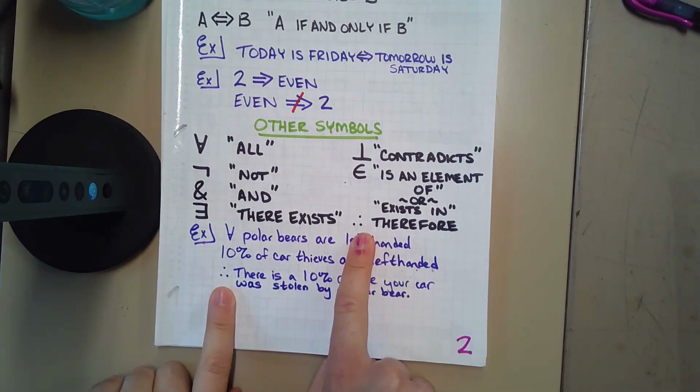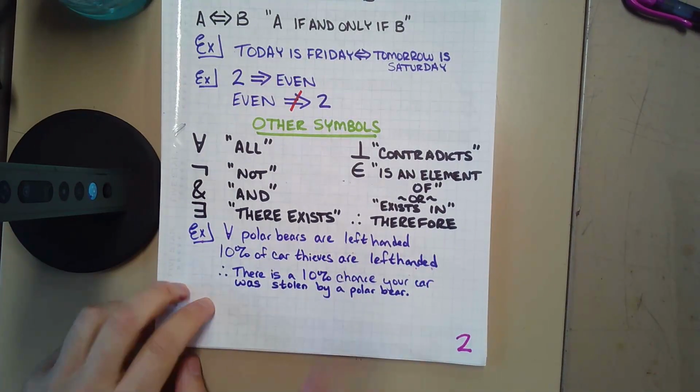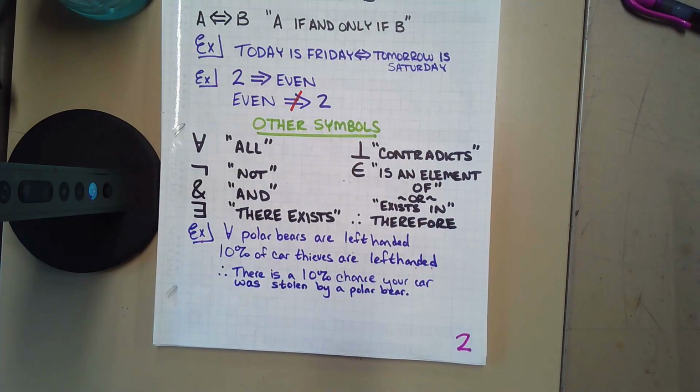All right, so that's a triangle-looking thing, just without the lines. It's the dots. I love therefore. It is the best thing, okay? You do all this stuff, you're looking really mathy, and then at the end, therefore, boom, I'm awesome, right? I mean, that's math right there. So therefore, there is a 10% chance your car was stolen by a polar bear. Polar bears are all left-handed. This is very simple logic. Follow with me. Polar bears are all left-handed. 10% of car thieves are left-handed. That means there's a 10% chance you're a car thief with the polar bears, right?